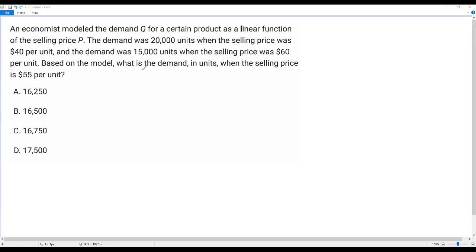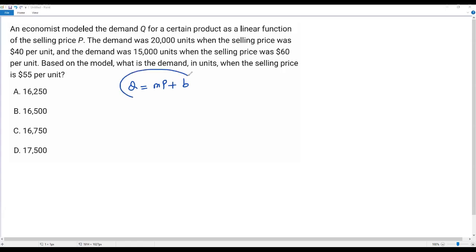Okay, so here the question clearly says that the economist modeled a linear function between the demand Q and the selling price P. So we have to define the linear function by Q in terms of P, or by P in terms of Q. Since the target of the question is to find the demand, we can define this linear function by Q in terms of P, in slope intercept form. That is Q equals m times P plus b.